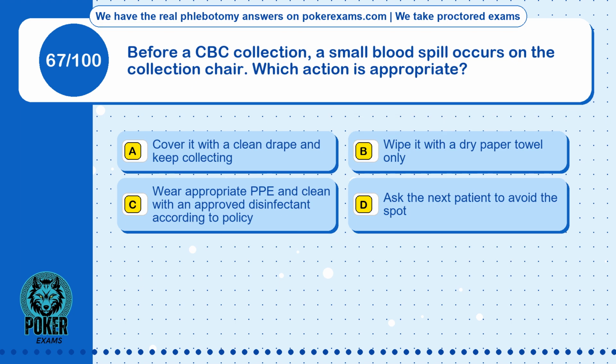Question 67. Before a CBC collection, a small blood spill occurs on the collection chair. Which action is appropriate? Option A. Cover it with a clean drape and keep collecting. Option B. Wipe it with a dry paper towel only. Option C. Wear appropriate PPE and clean with an approved disinfectant according to policy. Option D. Ask the next patient to avoid the spot.